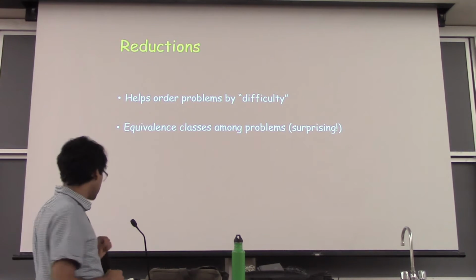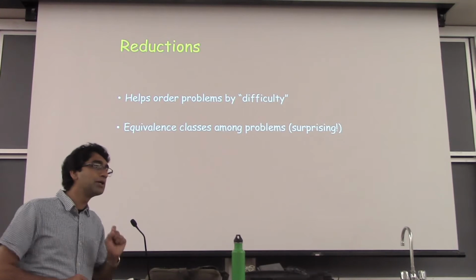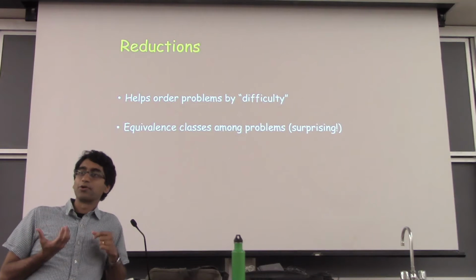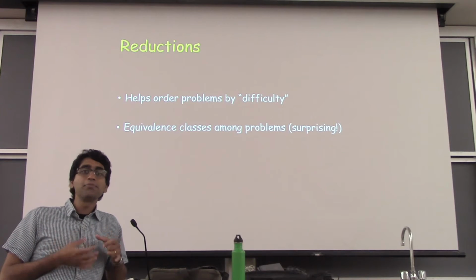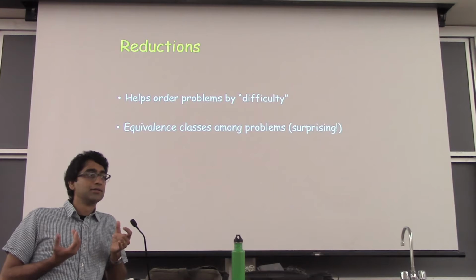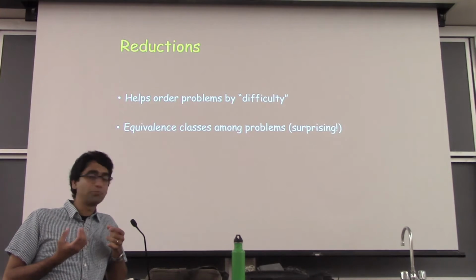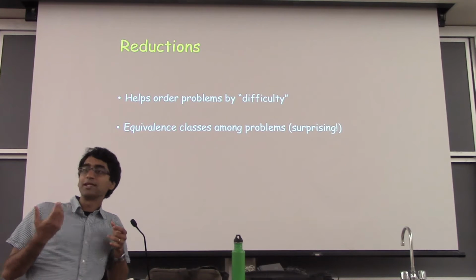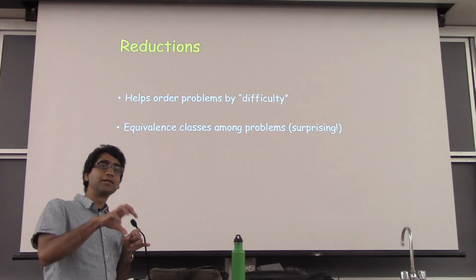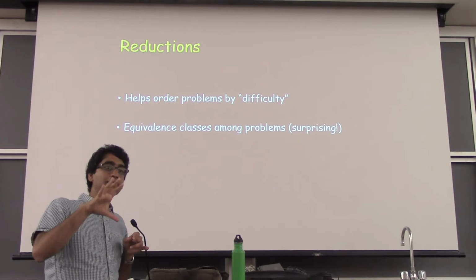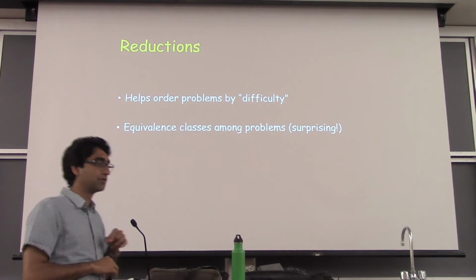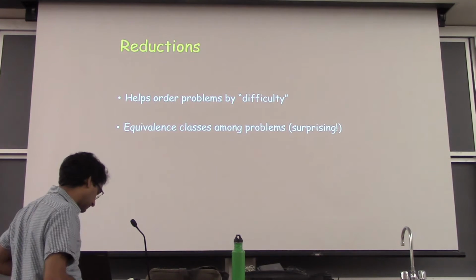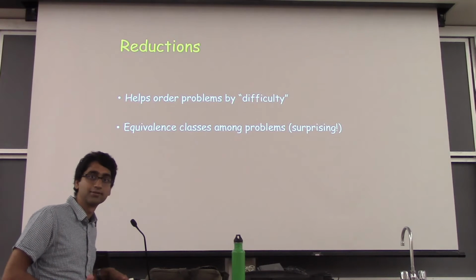Actually, if you think about it, it's somewhat surprising that these kinds of equivalence classes come about, because for all you know, every problem could have its own complexity. A priori there is no reason that problems should be equivalent to each other. But that's the beautiful thing. It turns out that a lot of problems are equivalent to each other, and there are only a few classes of problems, at least interesting ones. So this is one of the reasons why we study reductions.